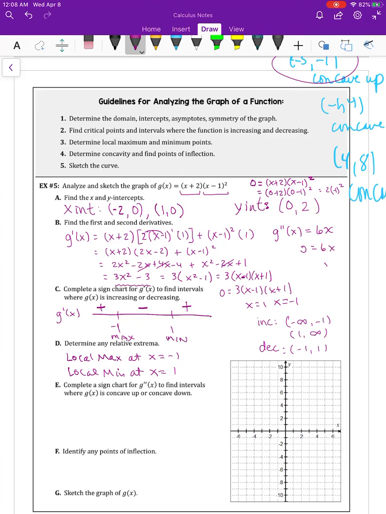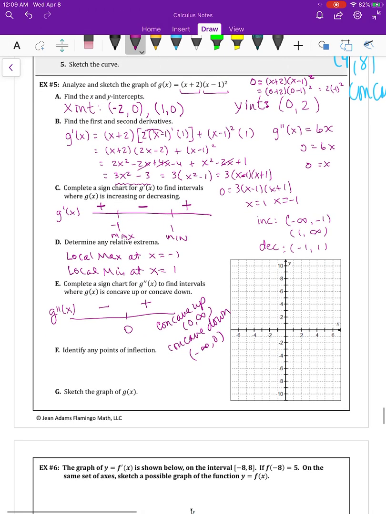Complete a sign chart for the second derivative to find intervals where g of x is concave up or concave down. So if I set this one equal to 0, I see that my critical point is x equals 0. So I'm going to be looking at the sign of g double prime of x on either side of its critical point, 0. I'm going to put a negative 1 in, I get negative. Put a positive 1 in, I get positive. So you can see that we have concave up from 0 to infinity, and we have concave down from negative infinity to 0.